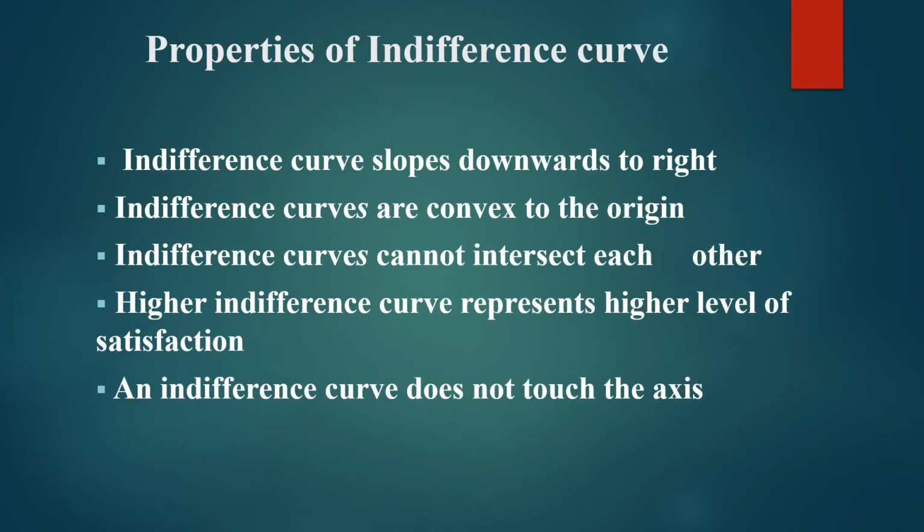Properties of indifference curves. Indifference curves always slope downwards to the right, and they are convex to the origin. They cannot intersect each other. A higher indifference curve represents a higher level of satisfaction, and an indifference curve does not touch the axis. So you can see all the properties now.